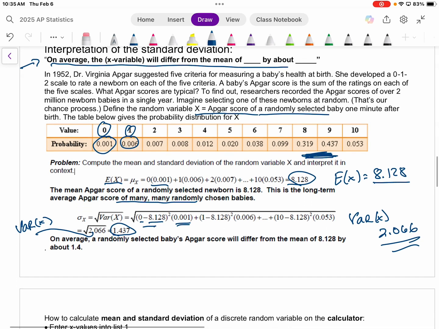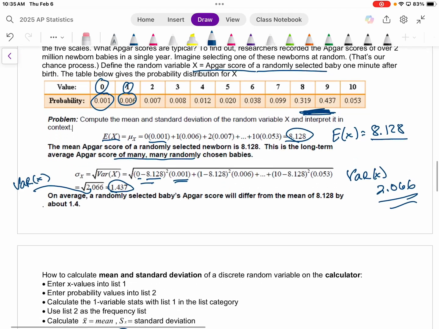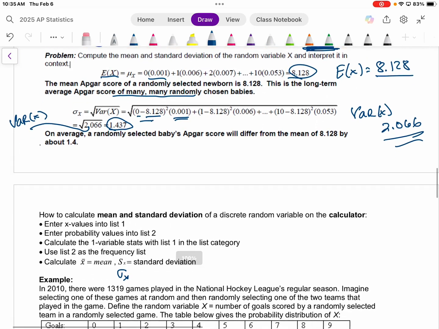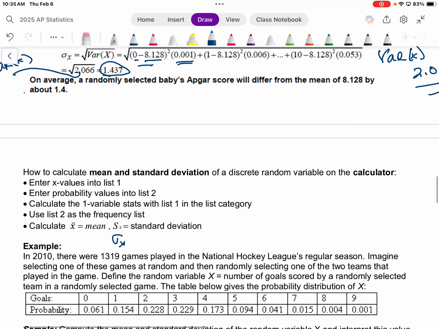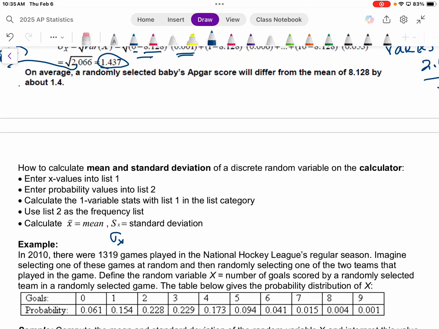Again, we're going to get practice doing this live here in a minute. How do we calculate the mean and standard deviation of a discrete random variable on the calculator when they give us the table? We're going to put the X values in list 1. We put the probabilities of each of those in L2, so make sure you match them up carefully, otherwise you change what the mean and those things are.